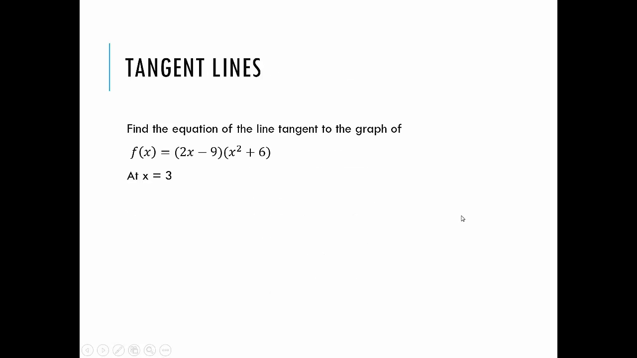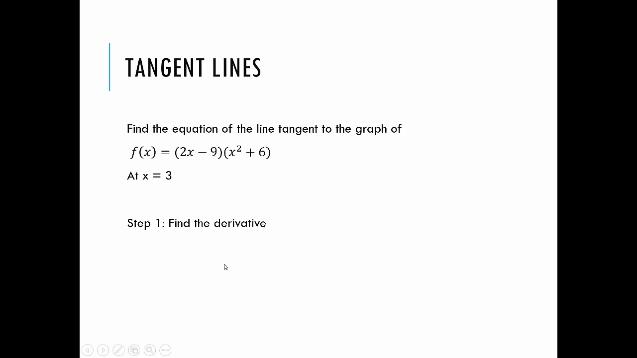Remember, what you're doing when you're finding derivatives is you're finding slopes. So if I had this example, find the equation of the line tangent to the graph of f of x equals 2x minus 9, x squared times x squared plus 6. This is a product. I want to find the equation of the line tangent, so it only touches in one place, at x equals 3.